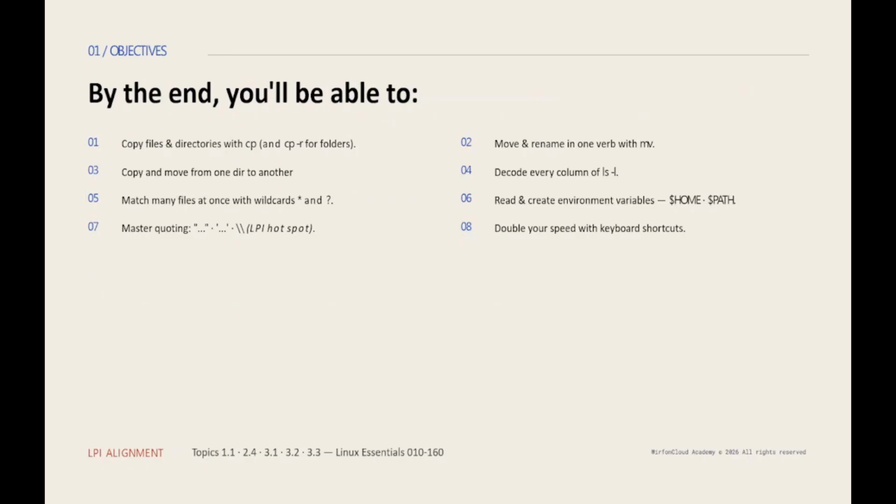Let's walk through the objectives. These are what the assessment will test, and they all map directly to LPI Essentials exam topics. By the end of this module, you will copy files and folders with cp, including cp -r for directories. Copy and move from one directory to another. Move and rename with mv. Decode every column of ls -l: file type, permissions, owner, group, size, date, name. Use wildcards, star and question mark, to operate on many files at once. Read and create environment variables, including PATH and HOME.